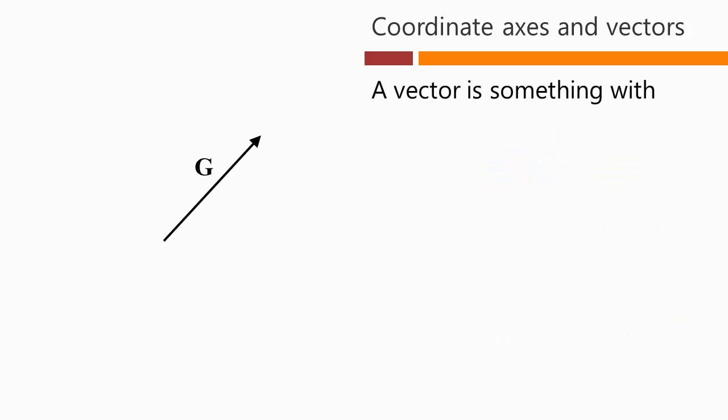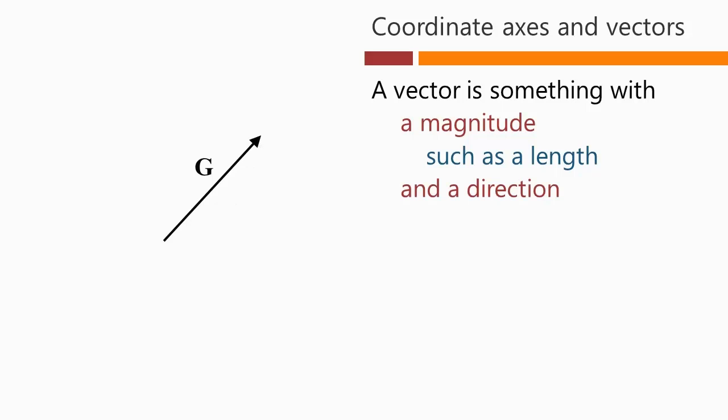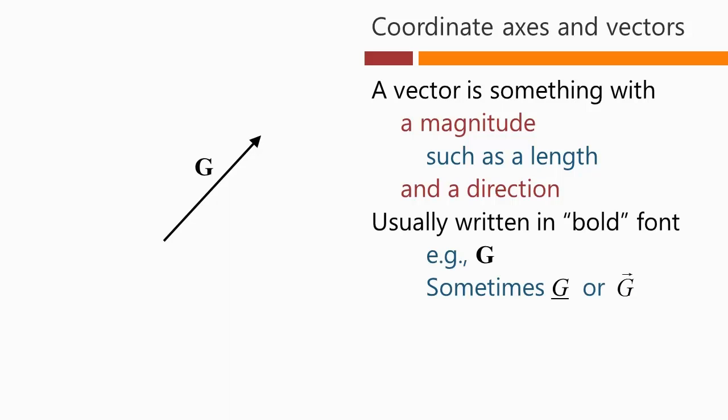Now, a vector is something with a magnitude, such as a length. This vector here has a length and a direction. You'll see this vector is drawn as an arrow with a direction that the arrow is pointing in. Usually for vectors, we write them in a bold font. Sometimes when we're writing them by hand, it's not easy to be clear that we're using a bold font, so we can underline them, or we can put this little arrow over the top.